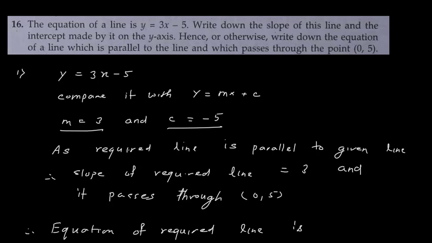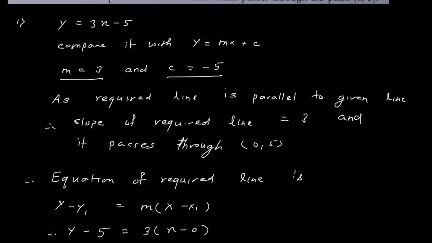Simple question. You have given one equation, you have to find a slope and y-intercept. Now I hope that for any line you can find out slope and y-intercept. It is very easy, and you can also find out other equation of line, like here the slope is given same as the given line and it is passing through point 0, 5. So you can find out equation of the required line also.